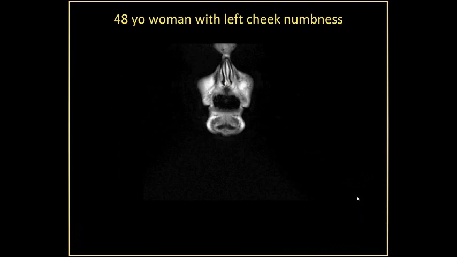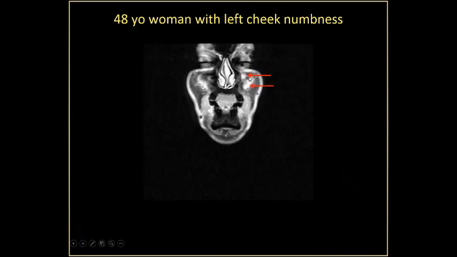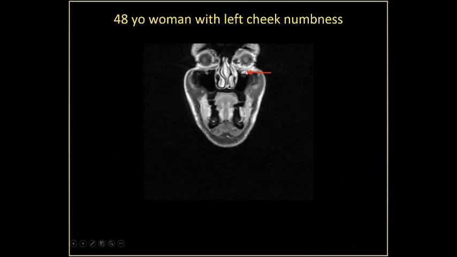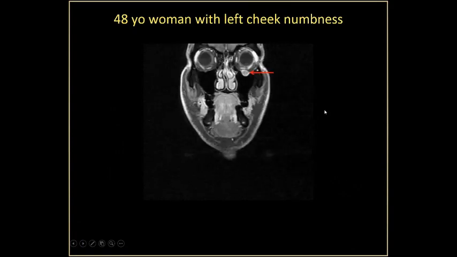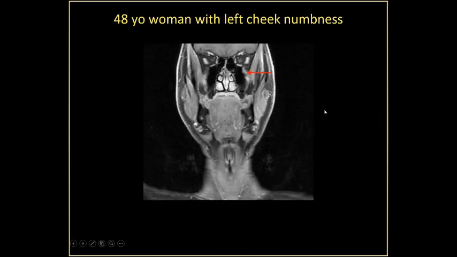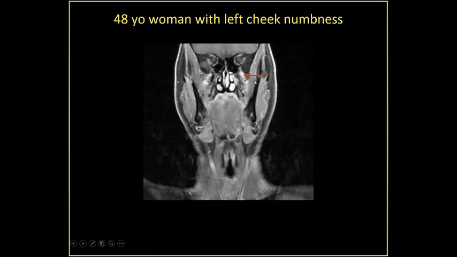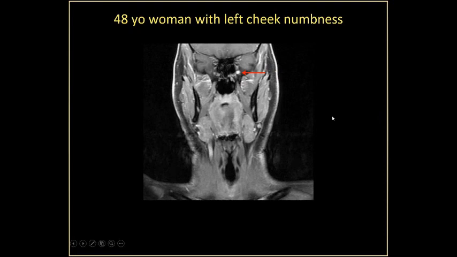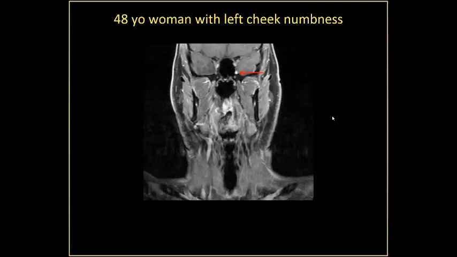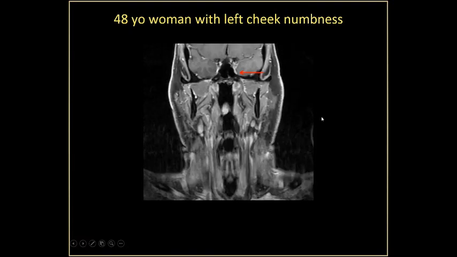So here are coronal cuts through the face, and immediately we see this lesion in the skin on the left cheek, and we see this lesion here again, and we see it extending along the infraorbital nerve, right there. And here's where it enters the pterygopalatine fossa, and it extends posteriorly through the foramen rotundum, and we see it extending along the V2 division, and finally into the cavernous sinus.